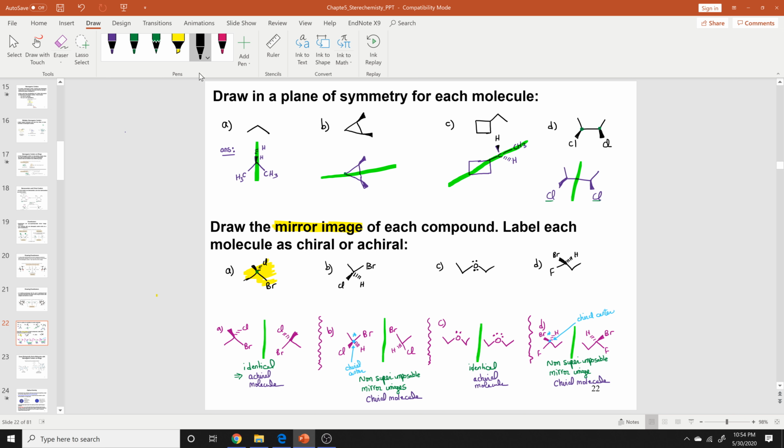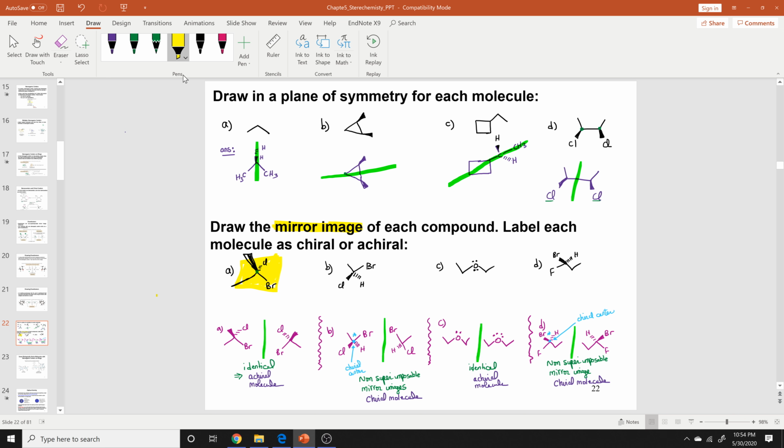Let's say I extend this a little bit and draw a simple plane of symmetry, and that plane of symmetry passes through the bromine and the carbon and the chlorine. It's going to cut the molecule in half, and I'm going to have the CH3s on both sides that appear as mirrors with respect to each other. So I'm going to say that the molecule is achiral.